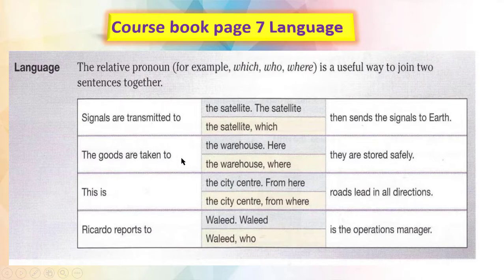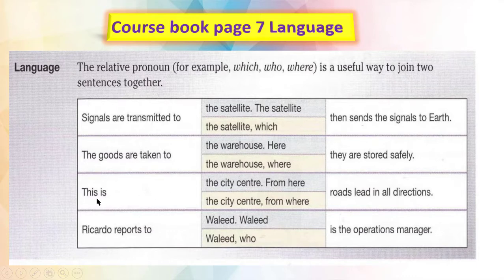The goods are taken to the warehouse. Here, they are stored safely. Instead of using here, we can use where. So, and don't forget to use a comma instead of the full stop.